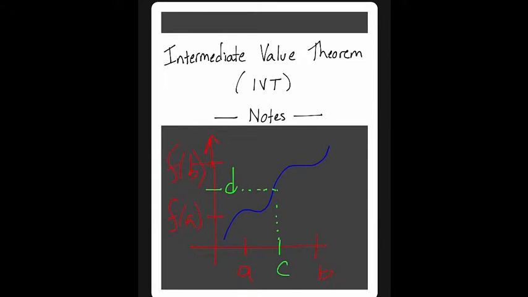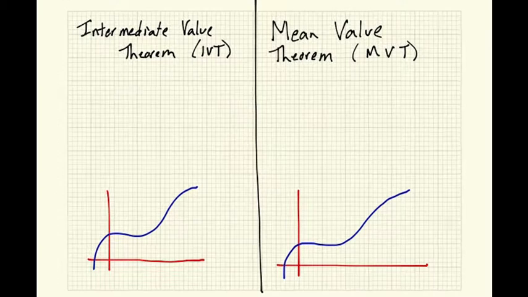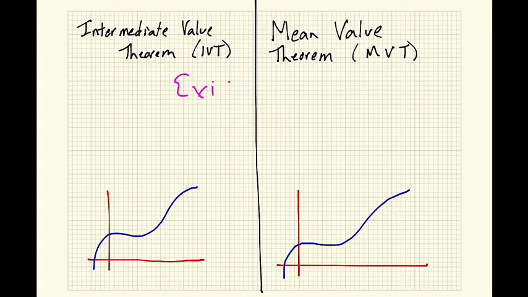These are the notes for the intermediate value theorem. The intermediate value theorem is one of two existence theorems that are about finding the existence, proving that something exists. The second theorem that we will do later in the course is referred to as the mean value theorem. Both of these are existence theorems.